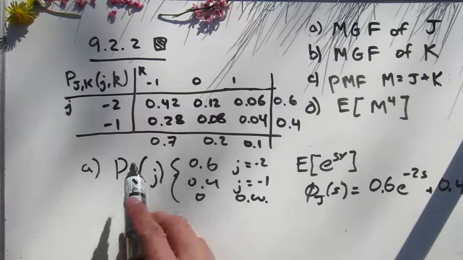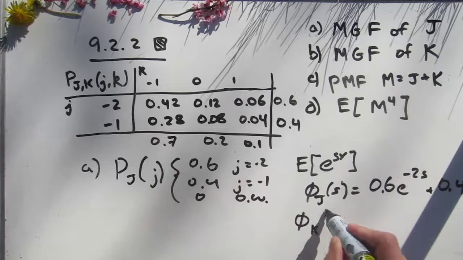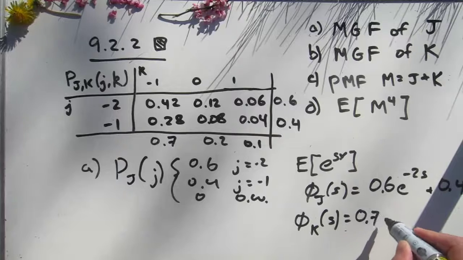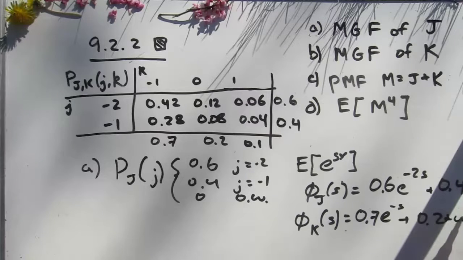And then we can do a similar thing for k. So I'll just write the answers here because it's pretty straightforward. So 0.7 e to the minus s, and then plus 0.2 times 1, because e to the 0 is 1, and then we add 0.1 e to the s.